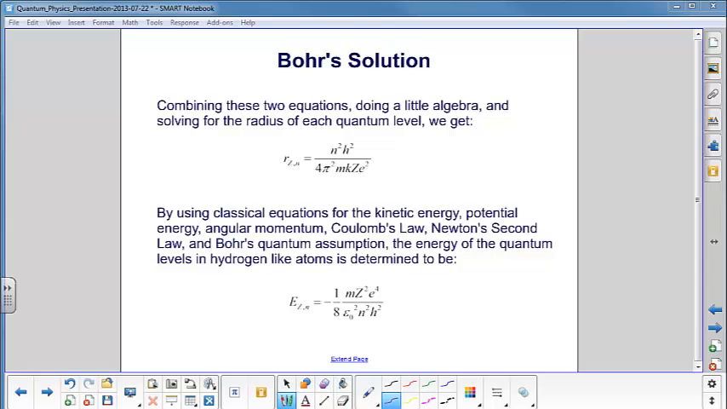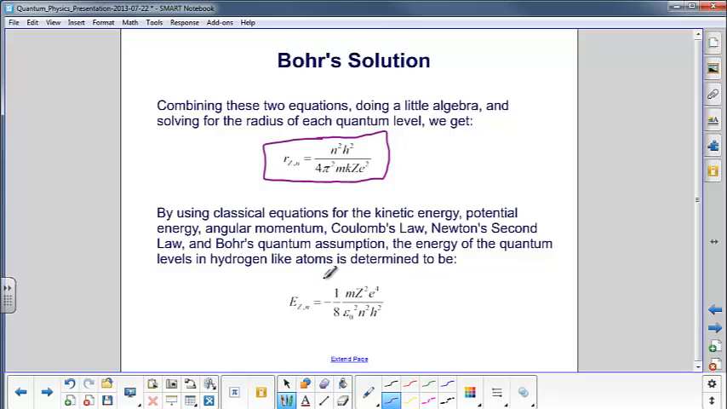Continuing on, we combine the equations from the previous page, which use Coulomb's law and angular momentum, and we do a little algebra. It really isn't much, so this looks far more complicated than it actually is. We find that the radius of an orbit n, where n is the orbit number, is given by this equation. Here's Planck's constant. Here's pi. Here's the mass of the electron. Here's k, Coulomb's constant. Z is the charge on the atom, or how many protons you have, and e is the elementary charge.